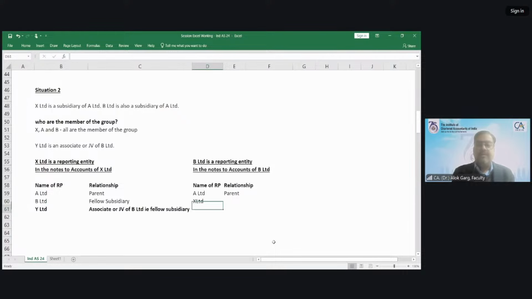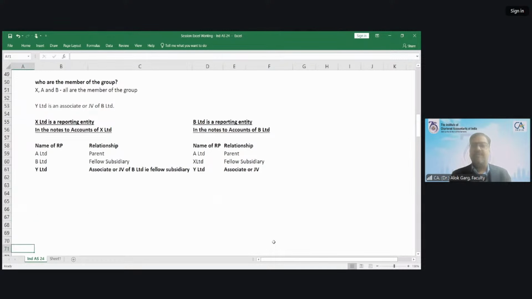X Limited is a fellow subsidiary. What about Y Limited? Y Limited is a direct associate or JV of B. It is not a member of the same group. But for X, it is an associate or JV of a member of the group. Correct? Clear? Yes, sir. Very good.